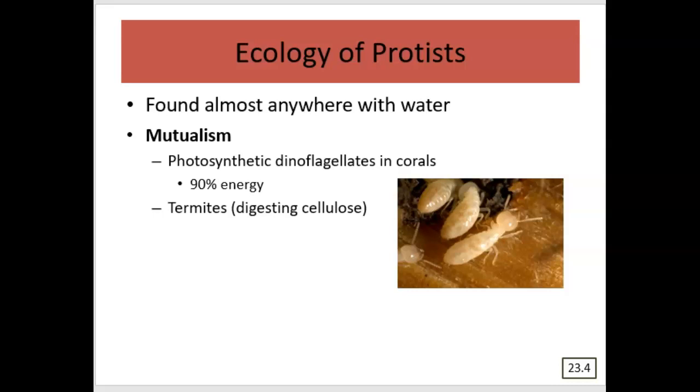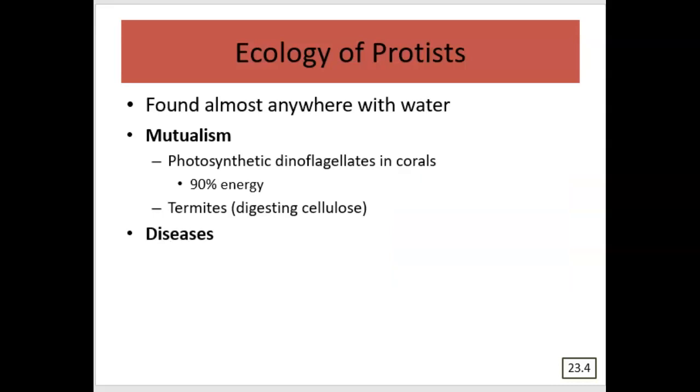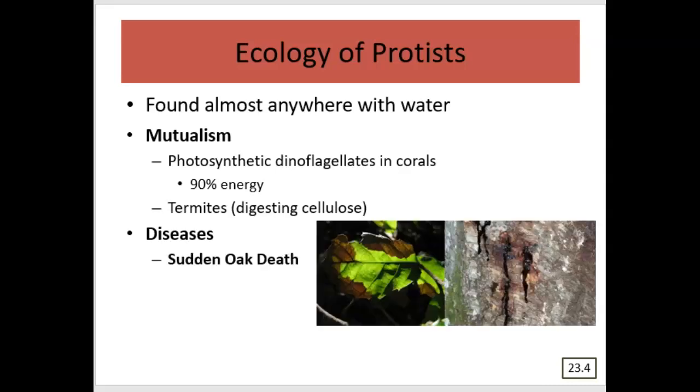Another way that we sometimes interact with protists is as diseases. So there's a variety of diseases caused by protists. We already talked about malaria, we talked about sleeping sickness. Sudden oak death is another disease that's caused by protists. And so you can see the leaves turning brown. You see what almost looks like bleeding coming from the trunk of the tree. This is another example of a disease caused by Phytophthora. Phytophthora causes a lot of plant diseases.